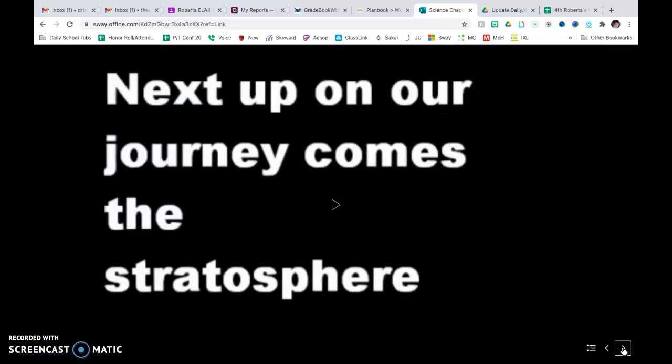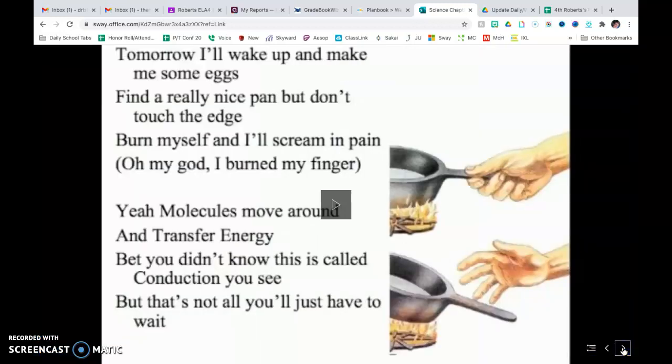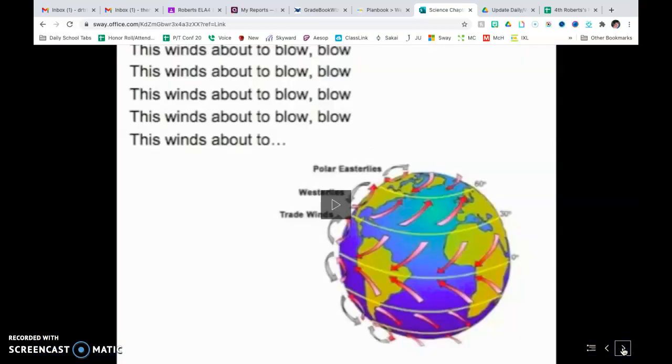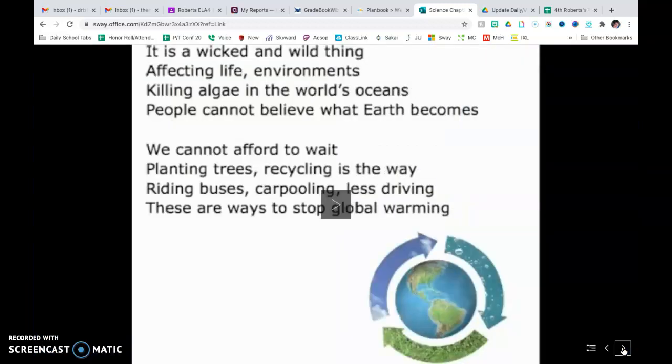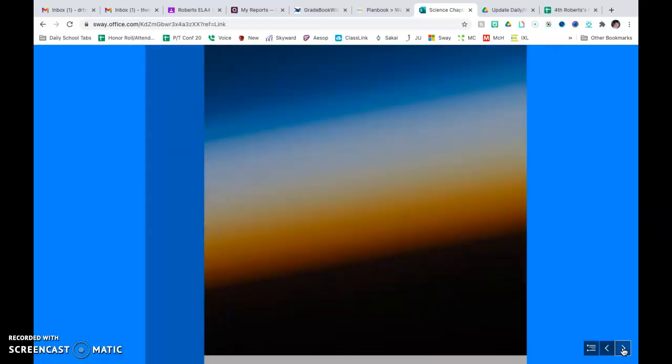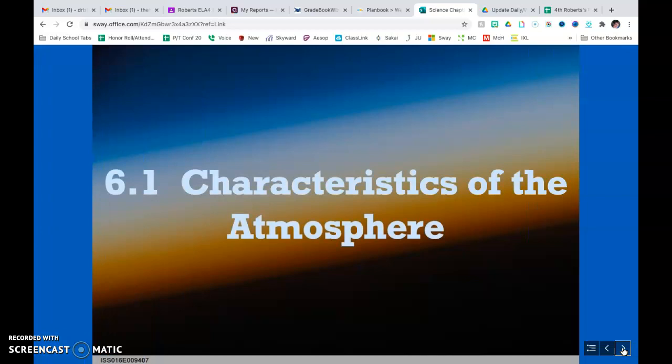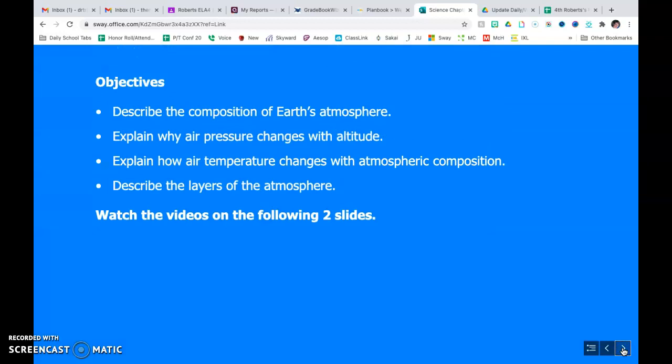The songs and the raps are at the beginning. I highly encourage you to go back and listen to these songs. They will help you learn the different layers of the atmosphere and the material that we're talking about in this section. So if you don't, you're doing yourself a disservice and you're not getting all of the learning that you need. So please go back.